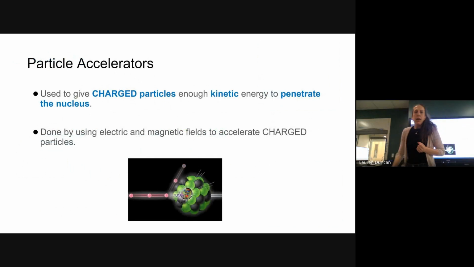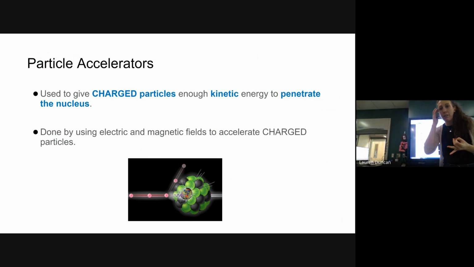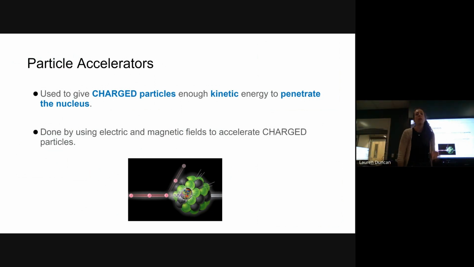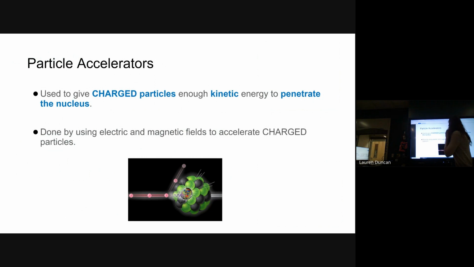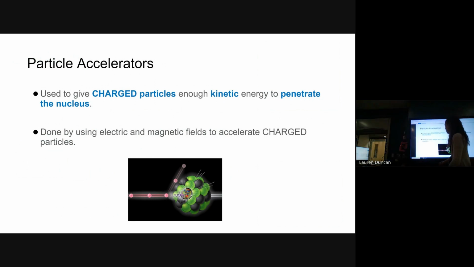The key with a particle accelerator is that they use electric and magnetic fields to accelerate particles, which means the particles we accelerate have to have a charge. Charged particles respond to electric and magnetic fields. Particles that are chargeless don't. So we can currently only accelerate charged particles in our particle accelerators. We get them moving super fast, almost the speed of light. And at that speed, at that energy, when we collide these fast-moving particles with the nucleus, they're able to penetrate or enter the nucleus and force a transmutation to occur.